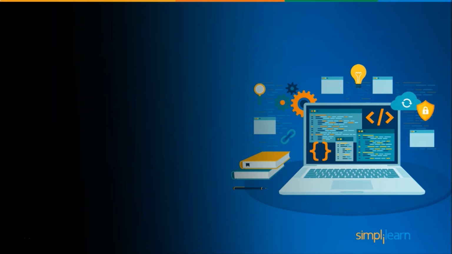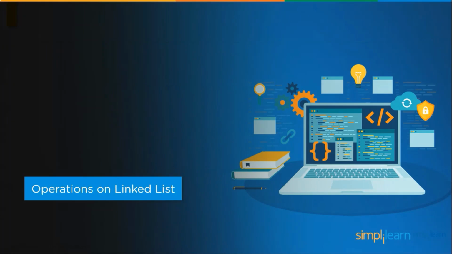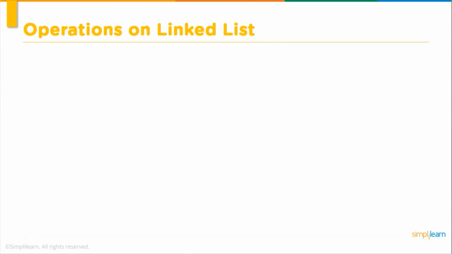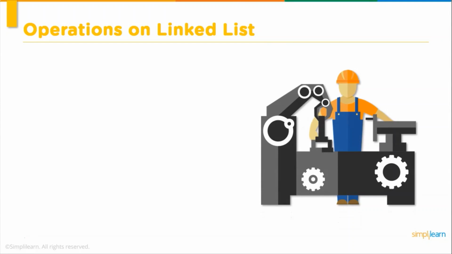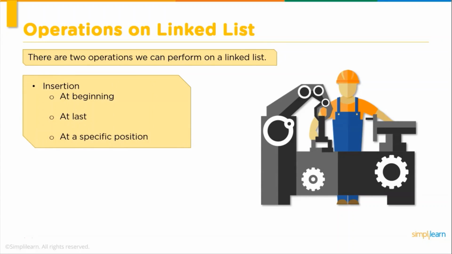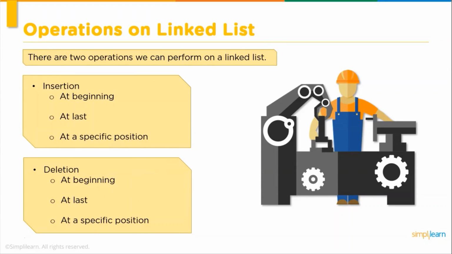We have now discussed why we need linked lists, and types of linked list. Now let's learn about some operations we can apply on linked list. We can use majorly two operations on linked list. First up, insertion and deletion. We can perform these operations in three different situations. First, at the beginning, at the last, or at a specific position after a node. Next, we will discuss these operations in detail.